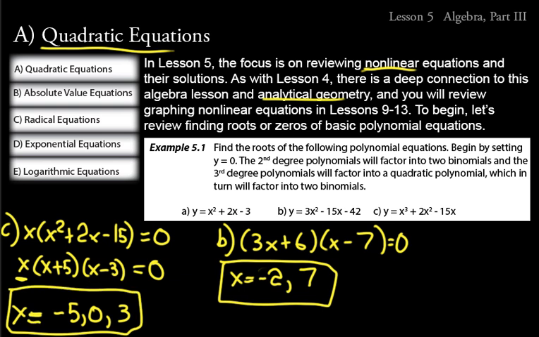Thinking about our rules, the fundamental theorem of algebra says any polynomial of degree n has n complex roots. So those are all complex numbers, negative 5, 0, and 3. Complex numbers have the form a plus bi, the real part plus the imaginary part. It's just that the imaginary part is 0. That's what real numbers are.